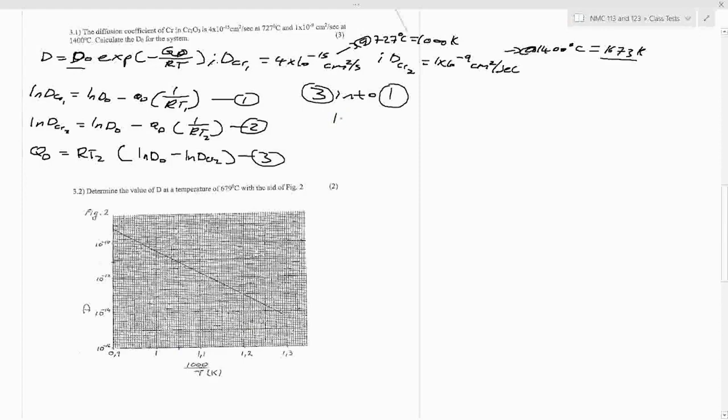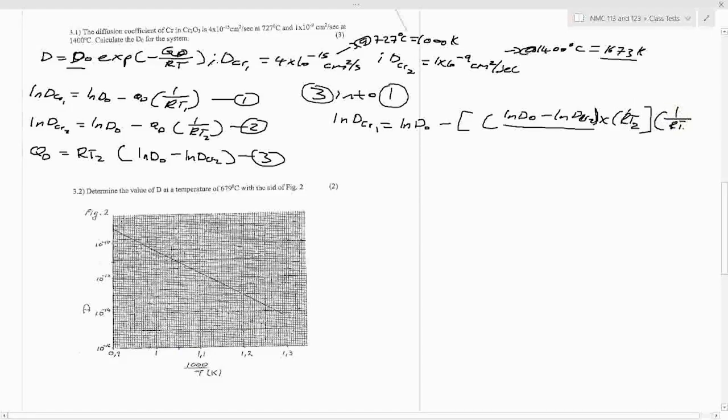So you'll have the ln DCR1 is equals to ln D0 minus, all in brackets, you have ln D0 minus ln DCR2, all in brackets, will be multiplied by RT2 times RT1.